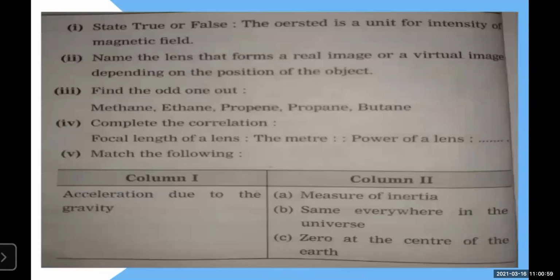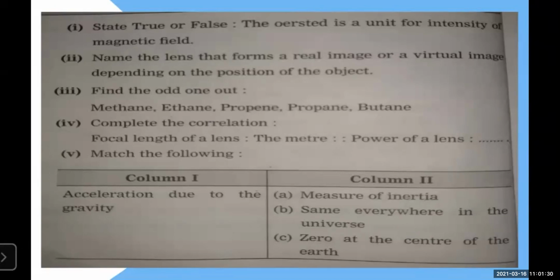Let's see which types of questions are there here. State true or false. The oersted is a unit of intensity of magnetic field. For this also you don't have to write the question. Write down only the question number and write down true or false. So this answer is true. The oersted is the unit for intensity of magnetic field. Answer will be true.